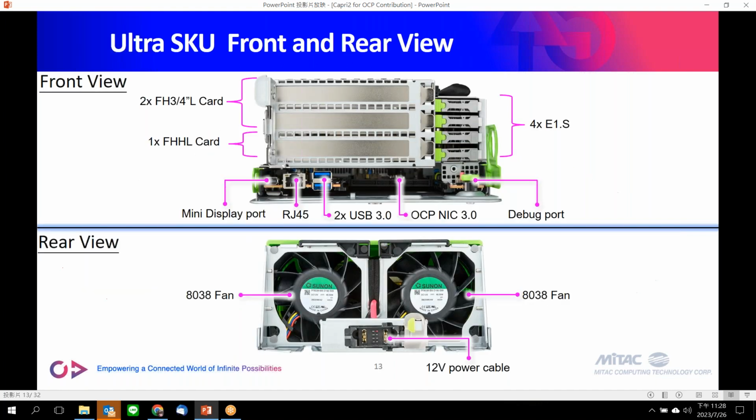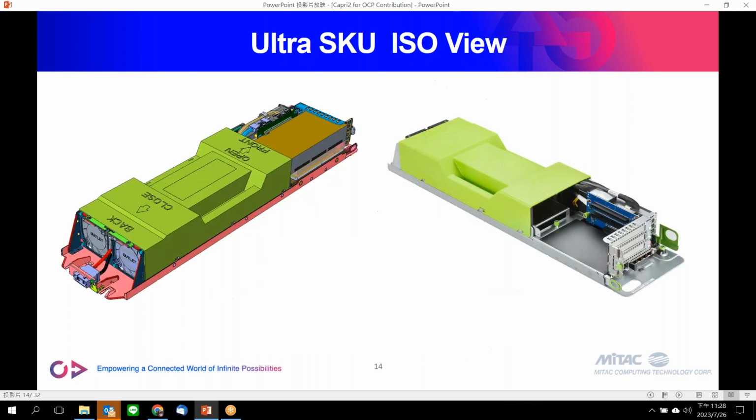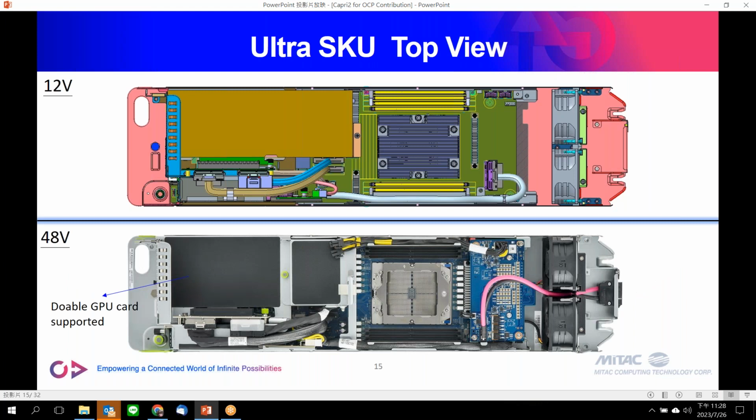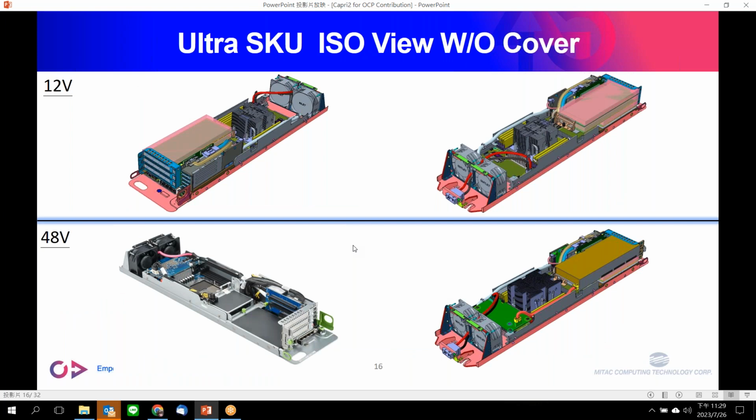Just a time check. Are you getting close to the end of your presentation? Okay. This is the Ultra SKU. You see this space is reserved space. Otherwise, there is the one cable for the GPU. This just shows you the view.